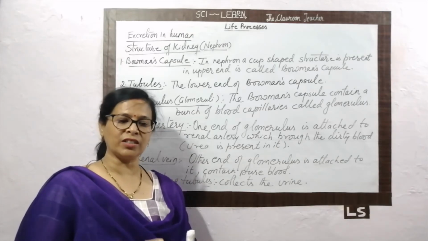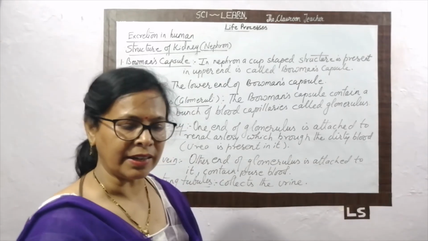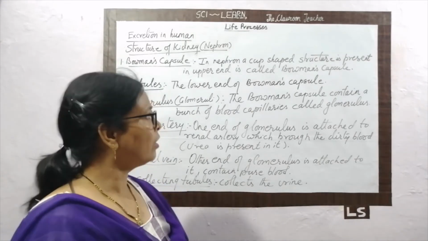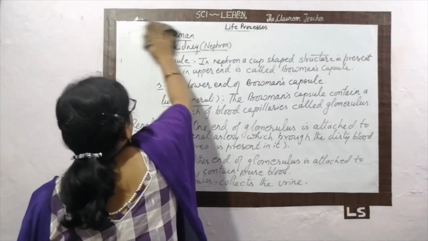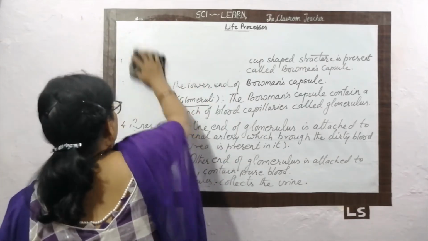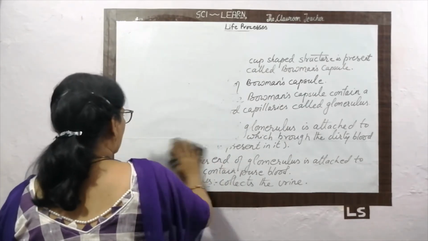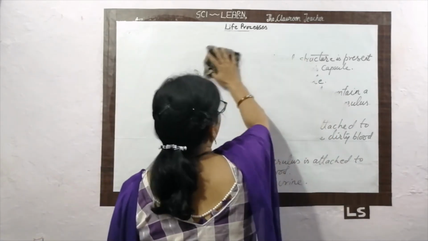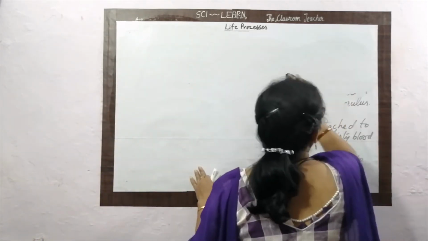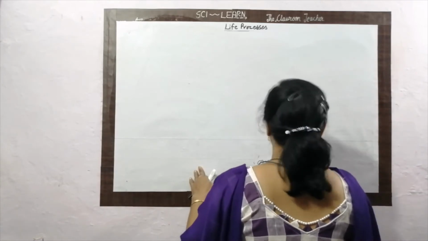Now what is the function which is performed inside the kidney? That is called the function of the kidney. We are able to explain it with various questions. First, formation of urine: how the urine is formed. Second, what is selective filtration. Third, what is selective reabsorption.